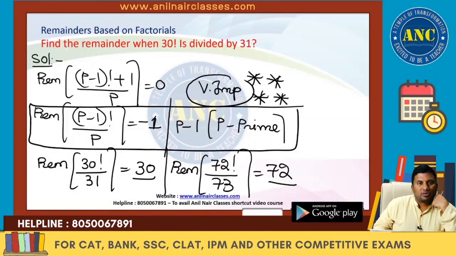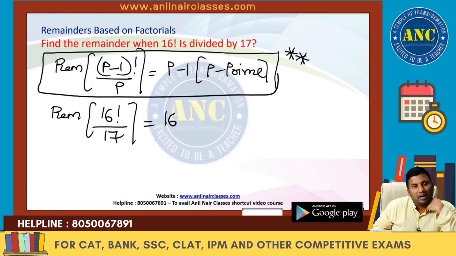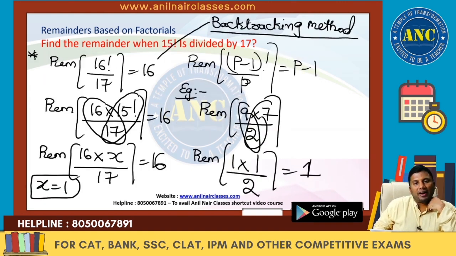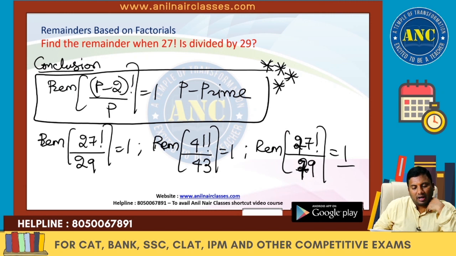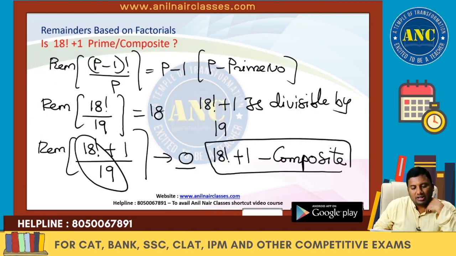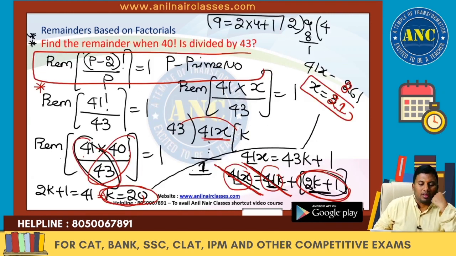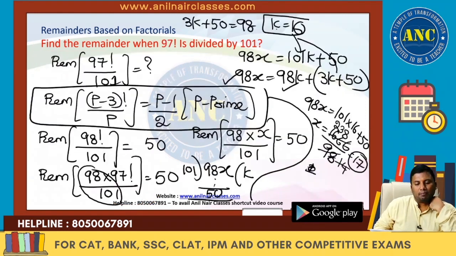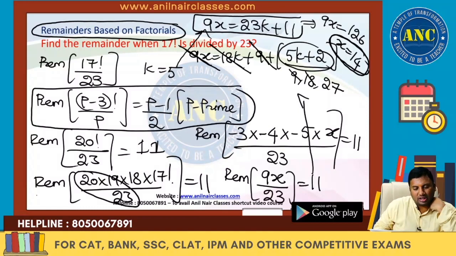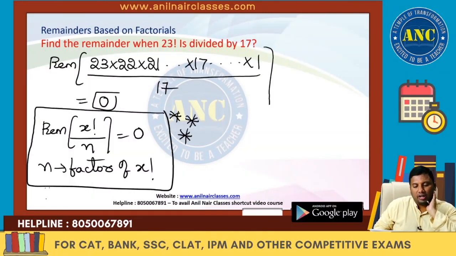Question based on this one. Shortcut is p minus 1 factorial when divided by p is p minus 1. Example, p minus 2 factorial when divided by p is 1. Example, p minus 3 factorial divided by p is p minus 1 by 2. One example, what if it is not p minus 3 factorial? How to solve it? By using this factorization method. What if it is more than 3 deviations, 4 deviations?